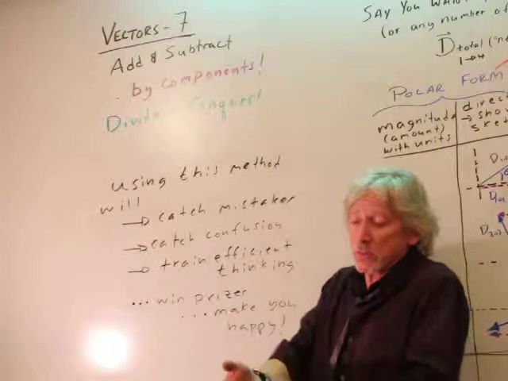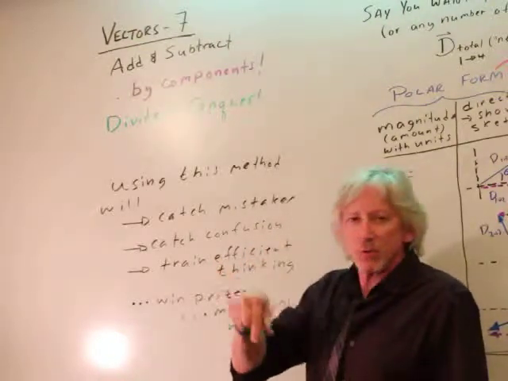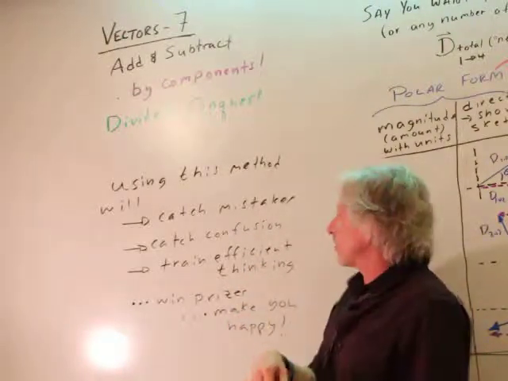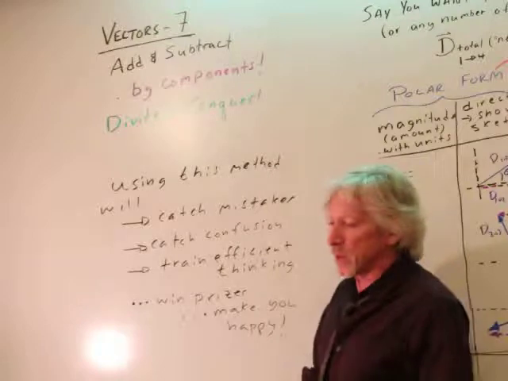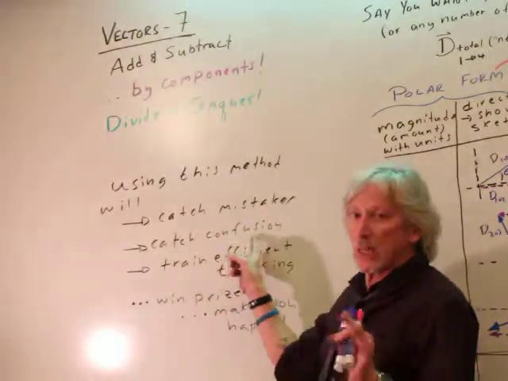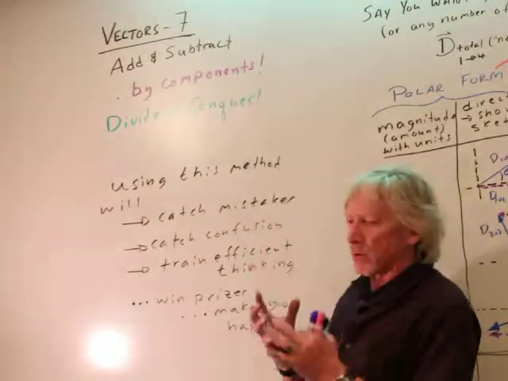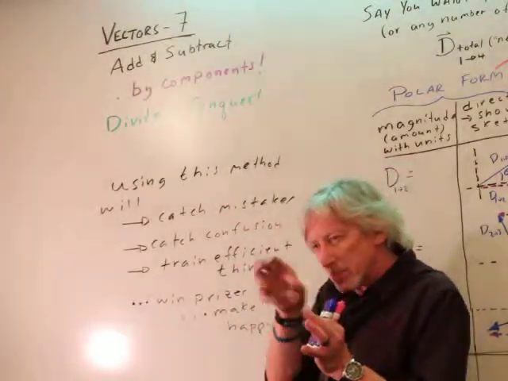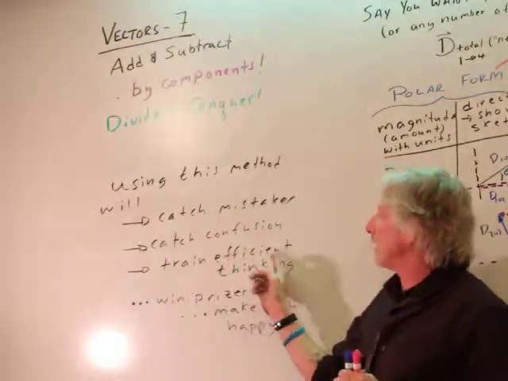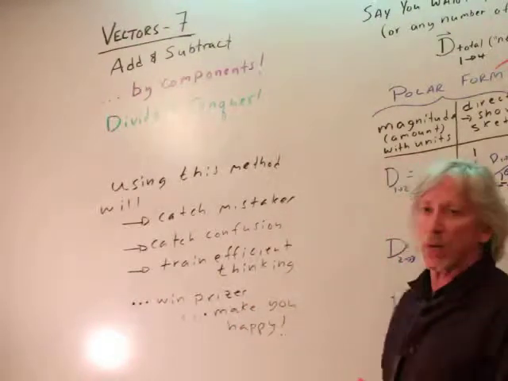Or if my student brings me something and they've done this method, I go, ah, I see. You've dropped a plus sign or a minus sign or something. Any mistake. You use cosine when you should use sine, whatever it is. You'll be able to catch any confusions, any misconceptions that you have, because it'll come out in little bits. You'll know exactly where your thinking is a little bit off. It'll train efficient thinking. It'll help you win prizes, and it'll make you happy.